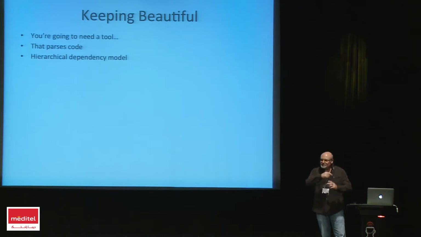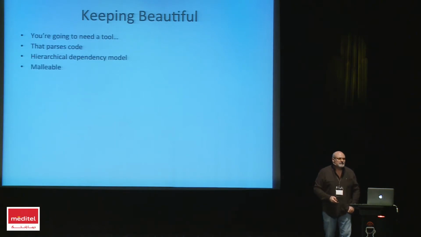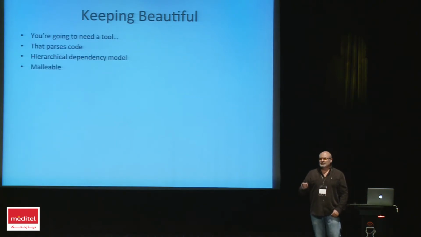So you want to see what I've been showing you so far, where you see the composition, you see the dependencies, and you can drill in to find out the reason for those dependencies. Going to need that. And it should be malleable. You should be able to move things around to simulate changes to the composition and see how that affects the structure.